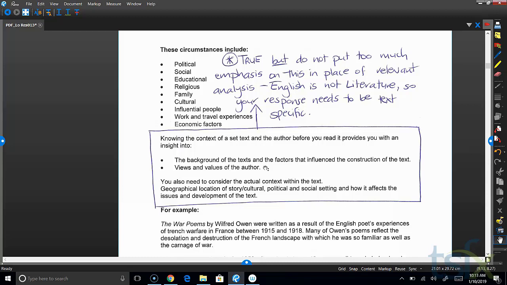If it was literature, it'd be a little bit different, okay? That's when you're unpacking views and values and how the world that the author lived in at the time shaped the writing of the text. That's not English. Okay, so yes, know it, but don't put too much emphasis on it unless, of course, it's relevant to your essay question, which would need to be something about historical context, which I doubt you would get. Okay, so know it, but don't emphasize it. Your English essays need to be specific to text, not about things outside of it.